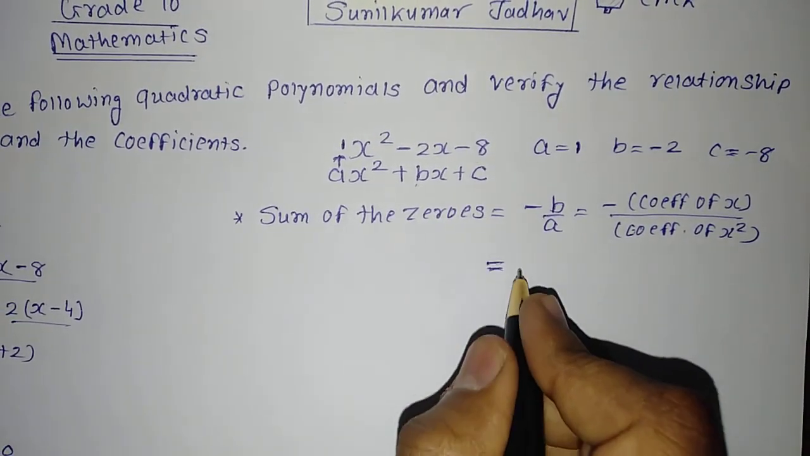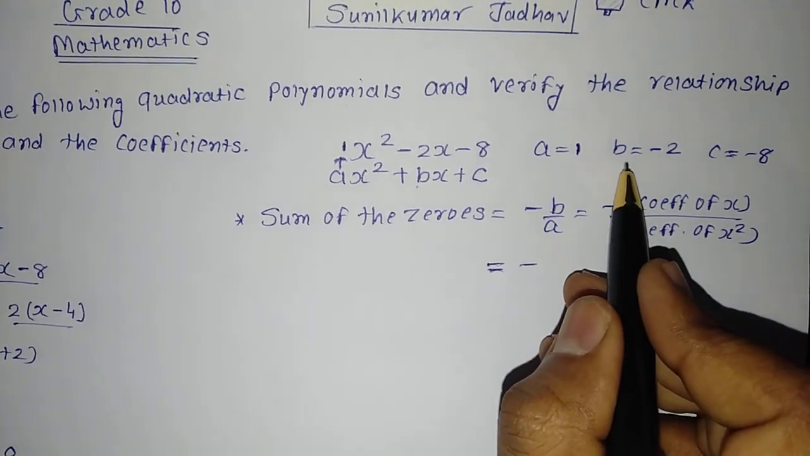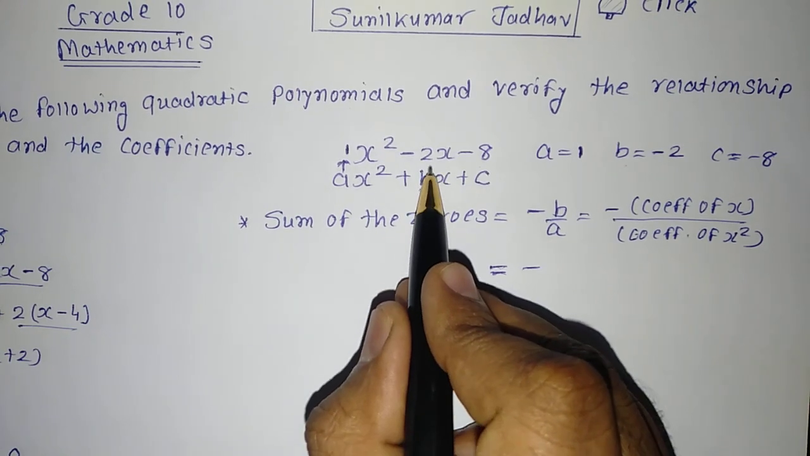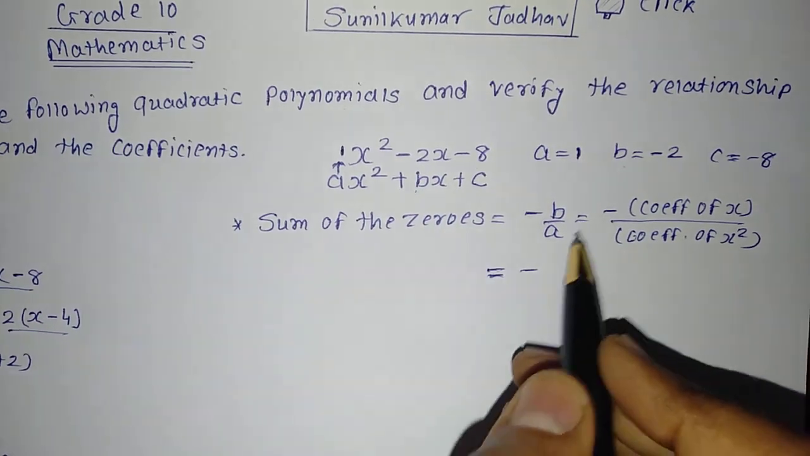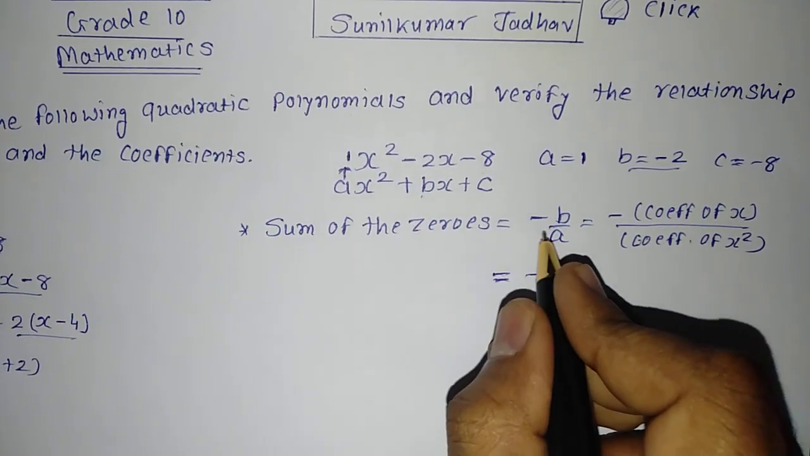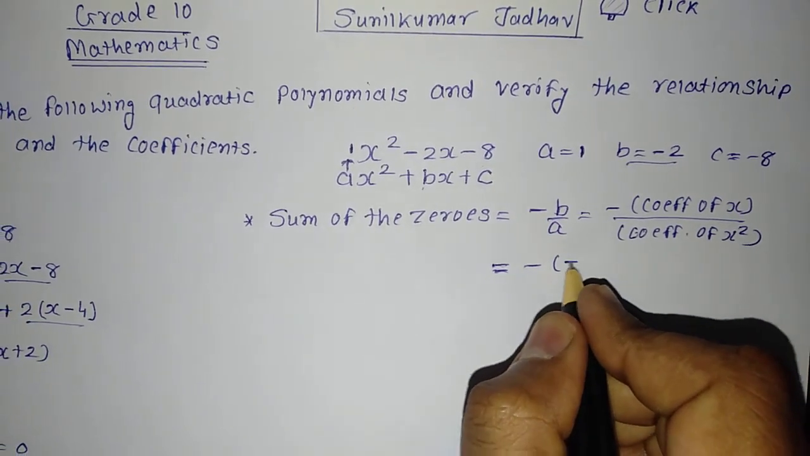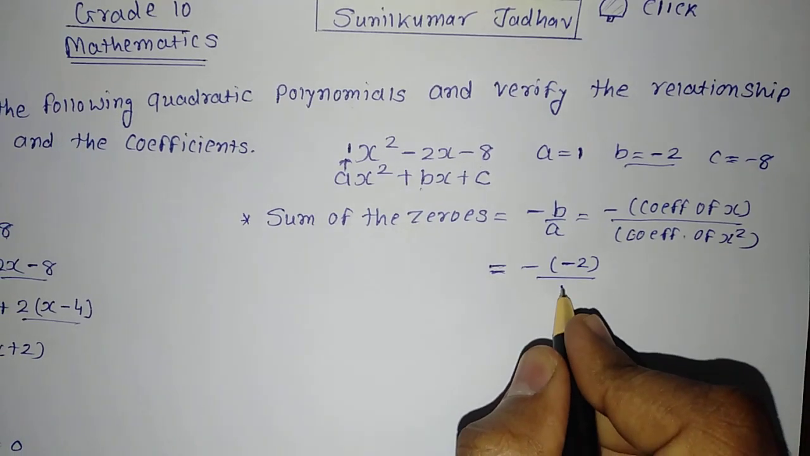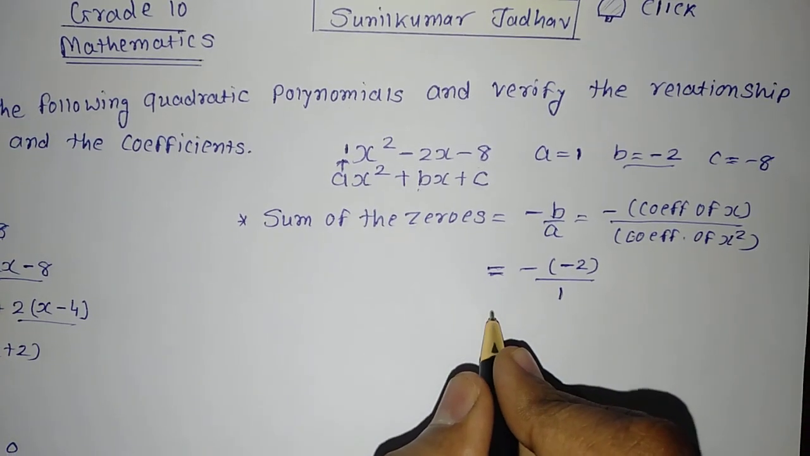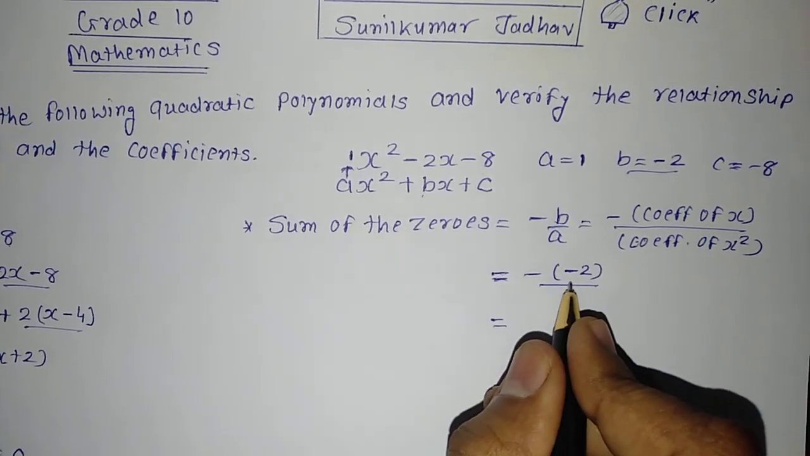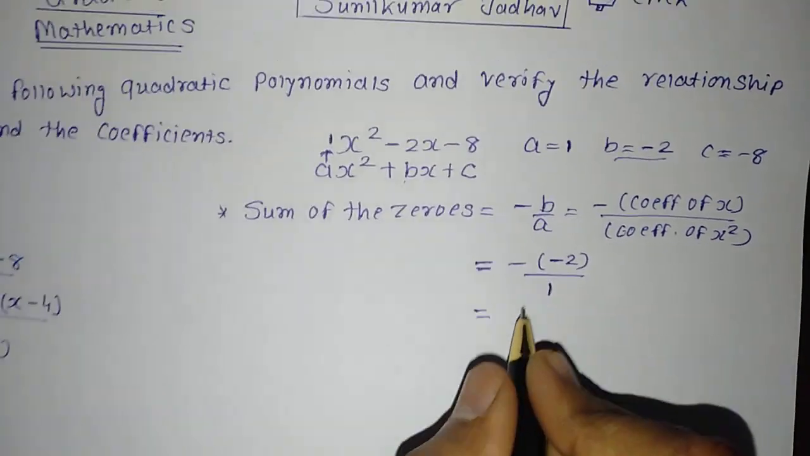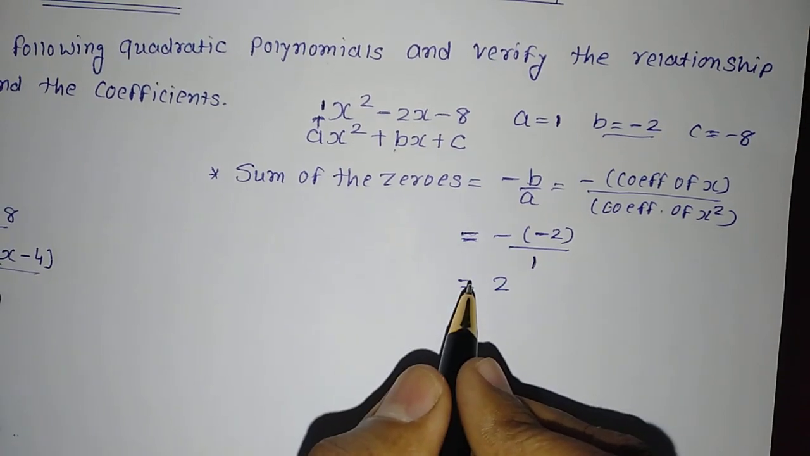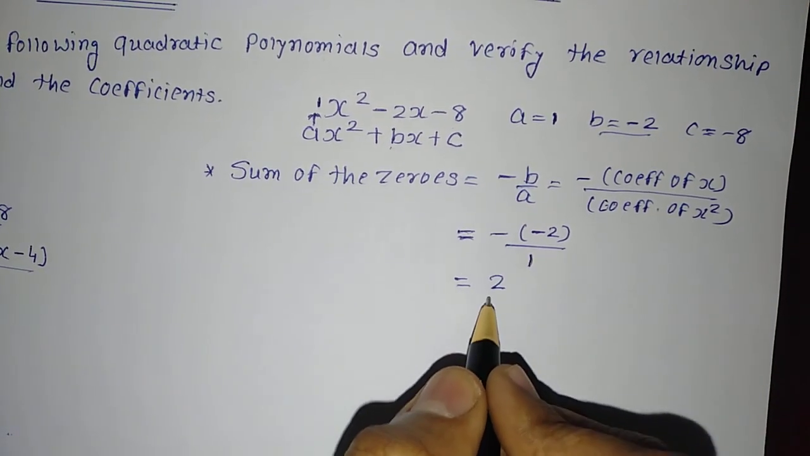Let us see. Minus, what is b? While I compare it with the standard form, b is equal to minus 2, so I will keep it here. Minus b upon a is equal to minus of minus 2 upon a. a is equal to 1. So that way we got it. Minus into minus will be turned to plus. So the sum of the zeros will be equal to 2.